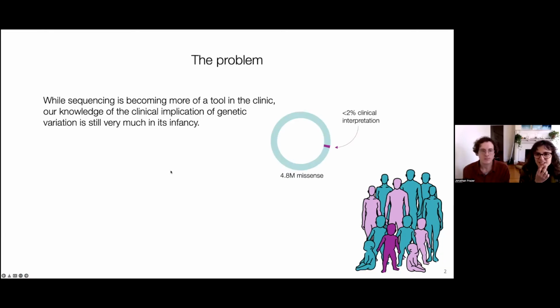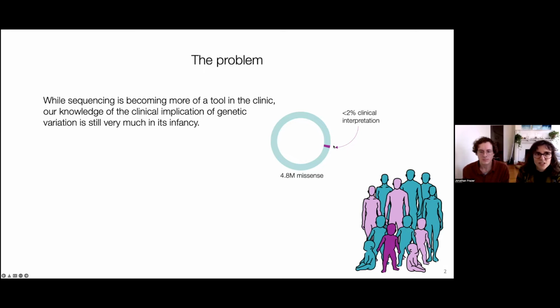the problem we're going to be discussing today is probably one that most of you are familiar with. While sequencing is becoming more and more ubiquitous and available, there's this hope of using it in the clinic for diagnostic and preventive care. But the reality is that what we know about the clinical implications of genetic variants is very much limited, and it's in infancy. Just to give you a notion of the size of the problem, even if we just focus on missense variants, if we look at gnomAD, there are about 4.8 million missense variants seen in the people in gnomAD, but less than 2% of those have any type of clinical interpretation in ClinVar.